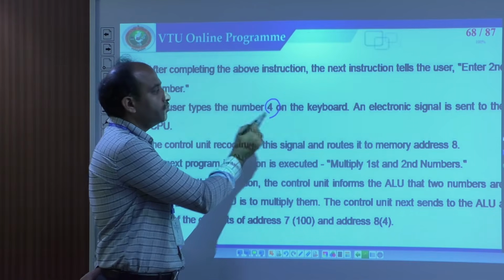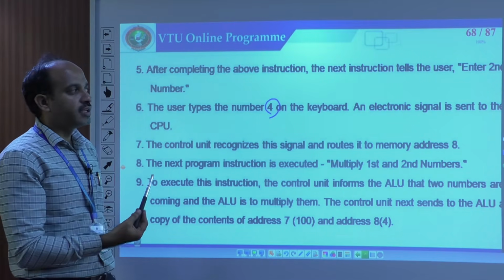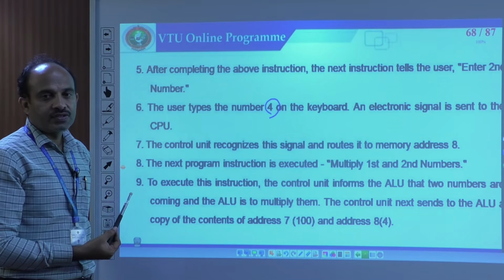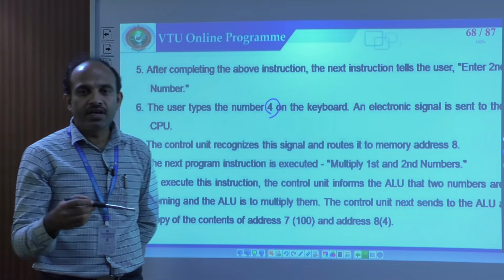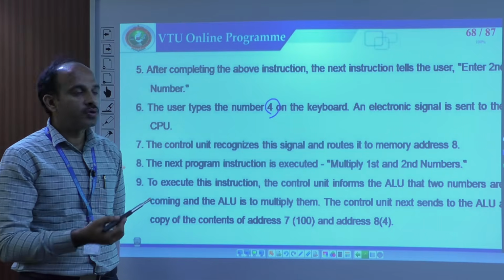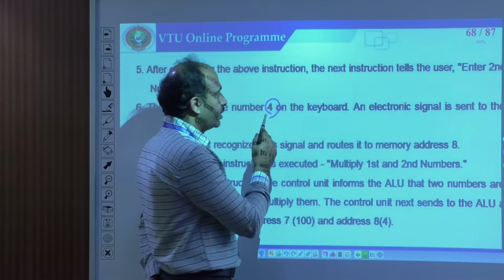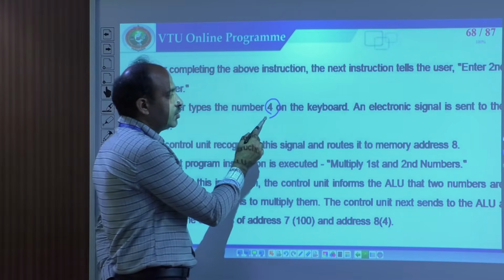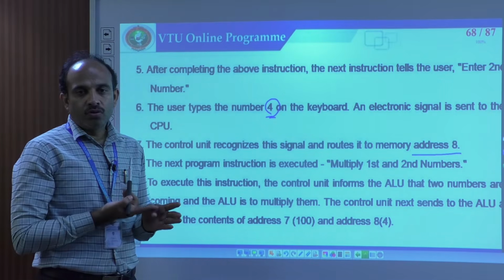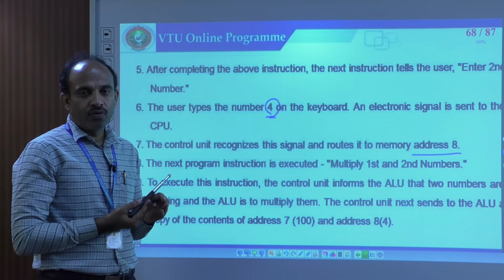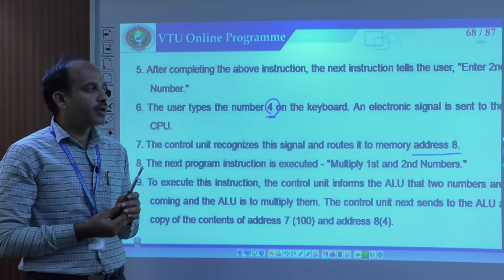Now you enter the second number, and the user will respond through the input device. You will enter 4, and again the same steps: the electronic signal is sent to the CPU, the control unit recognizes that signal, and it routes to the memory, because it has to store that value. Earlier it assigned the address 7 to the 100, and now for this input it assigns the address 8. Now we have two inputs, 100 and 4. 100 was stored in memory address 7, and 4 is stored in memory address 8.